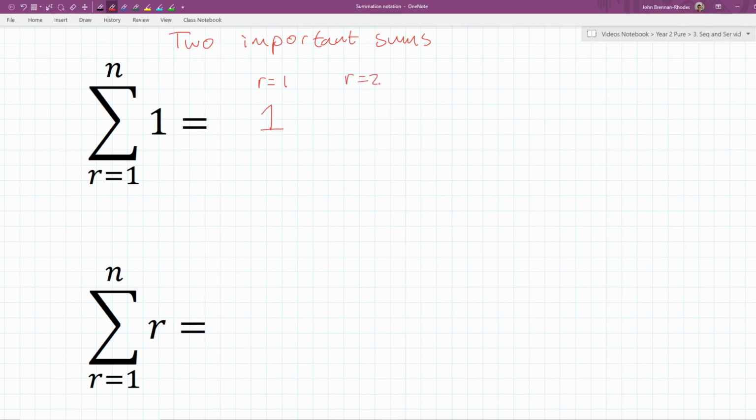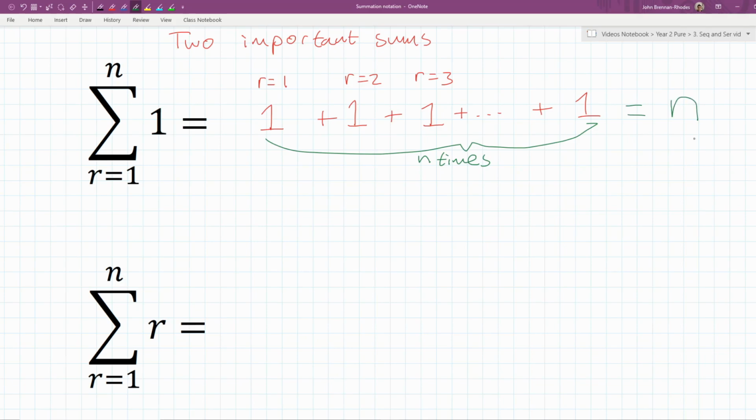If R equals 2, what does 1 equal? It still just equals 1. R equals 3, 1 equals still 1. And what you do is you're going to add up 1, but we're going to add up 1 n times. And if you add up 1 n times, you can see that this is just equal to n. So to put it out there, this is equal to n. And what about this next one?